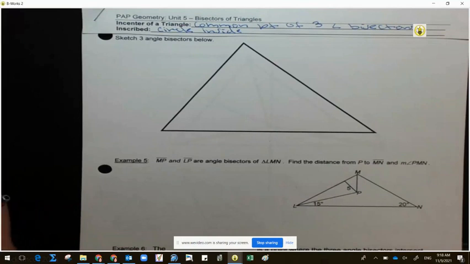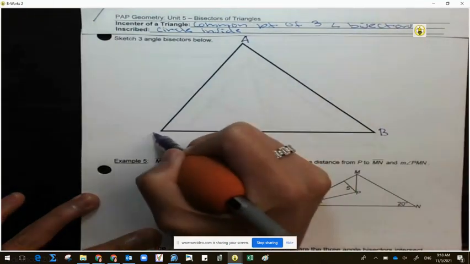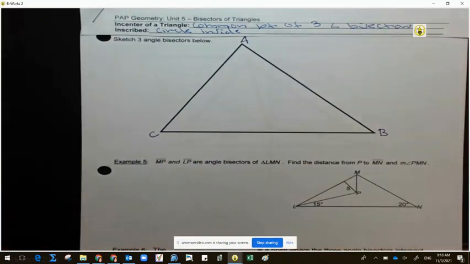So circumscribed was a circle on the outside. So inscribed must be the circle on the inside. Doesn't it sound like it? In, circum, in, kind of. All right, let's name this just like yesterday. ABC. And we are only going to approximate. It does not have to be perfect.